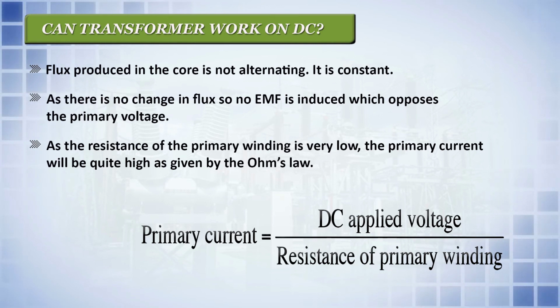So in case of AC, primary current is equal to what? I1 is equal to V1 minus E1 upon the resistance of the primary winding. But in case of DC, there is no induced EMF E1, that means V1 minus E1 is equal to what? Only V1, because E1 is 0, and the resistance of the primary side is very less, that means the numerator value is increased and the denominator value is very less. So what will happen? That means this primary current will be very high. If this primary current is very high, it can damage the transformer. That's why a transformer is not operated on DC.